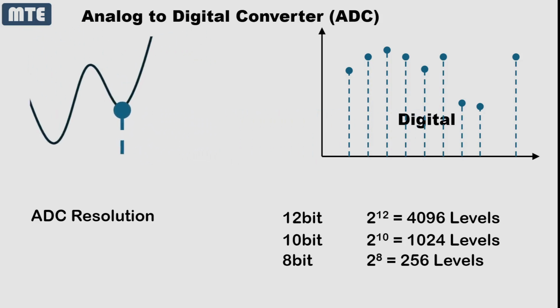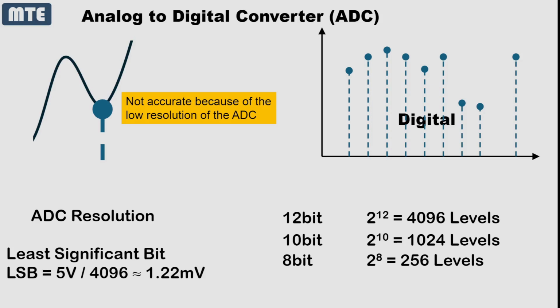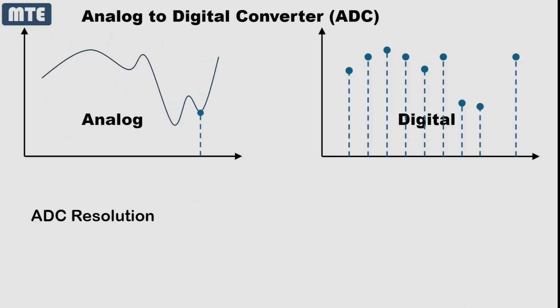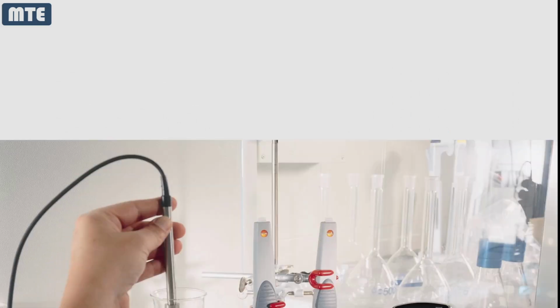For instance, in a 12-bit ADC measuring a 0 to 5 volt input range, the smallest detectable voltage step, known as the least significant bit, would be 1.22 mV. Another critical parameter of an ADC is its sampling rate, which determines how many times per second the analog signal is measured and converted to digital. Higher sampling rates are needed for fast-changing signals to accurately capture their behavior.